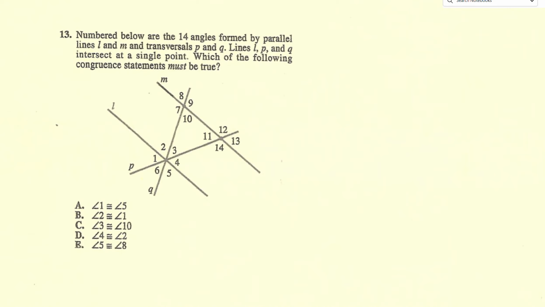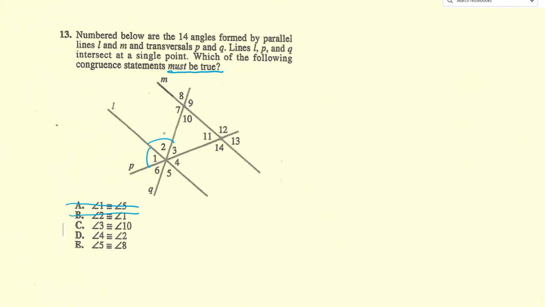On this particular question, they give us some parallel lines and a whole bunch of angles, and they give us these statements right here. And we need to see which one must be true based on the properties we've been talking about. 1 and 5. There's nothing that I can say for sure that makes those equal to each other. They're not vertical, so that's not going to work. 2 and 1. There's nothing that I can say for sure that makes those equal. That doesn't tell me that it bisects, so I'm not going to do that one.